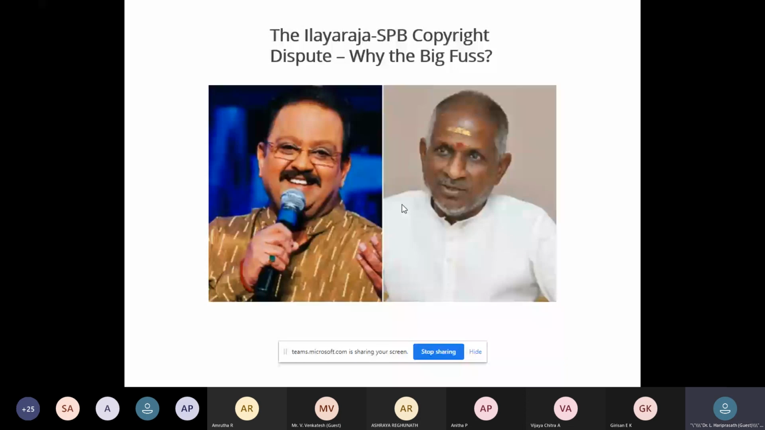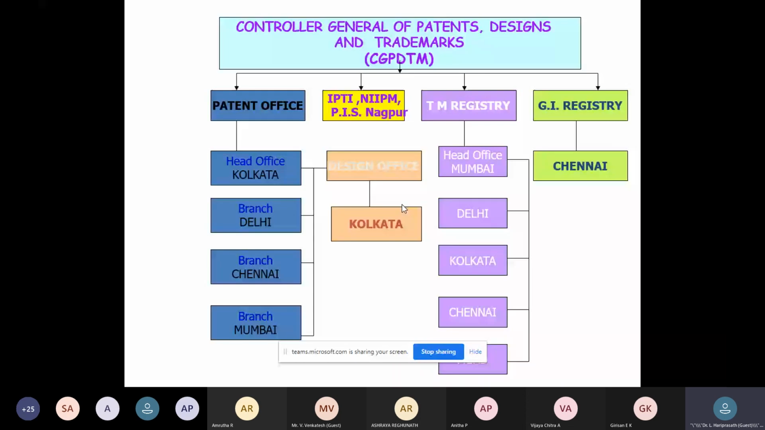So these are the few offices that I wanted to show you. We have four patent offices: one in Kolkata, another in Delhi, the third in Chennai, and the final one in Mumbai. The design office is only in Kolkata, and the trademark registry has its head office at Mumbai, and the offices that accept patent applications will also accept your trademark applications. Finally, they will send them to the head office at Mumbai. And the GI registry head office is in Chennai.